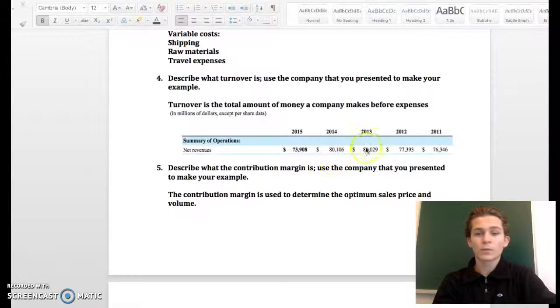Here we can see from 2011 through 2015 what the earnings of Philip Morris were. And you can see from 2014 to 2015 they have decreased by almost $7 billion.